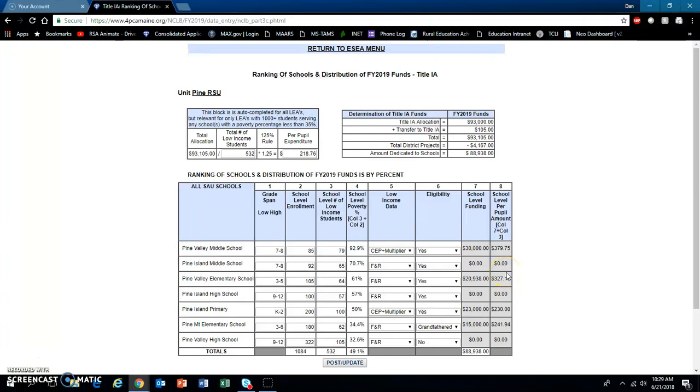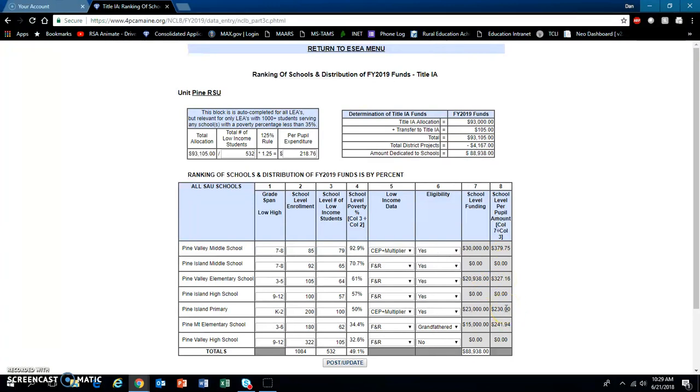And then we say a higher poverty school must receive the higher per pupil amount. So when we look at the highest poverty and their per pupil amount in the last column, is it being served in column 8 with a higher per pupil amount than the next poverty school that we want to serve? Pine Valley Elementary is being served based on its school level funding divided by its number of low income. It has a per pupil amount of $327. So it is lower than the higher poverty one. And you can continue down through.